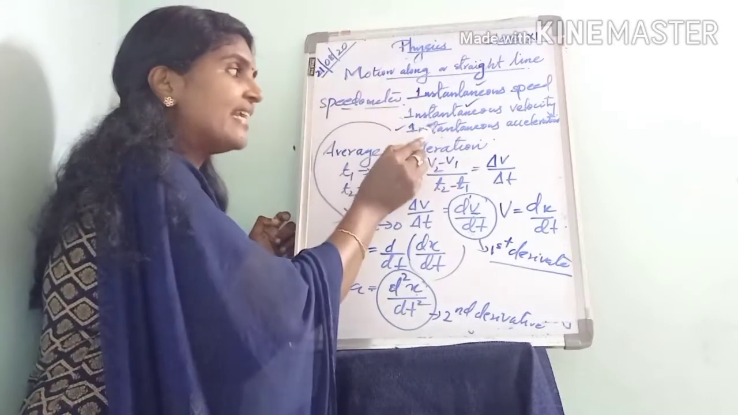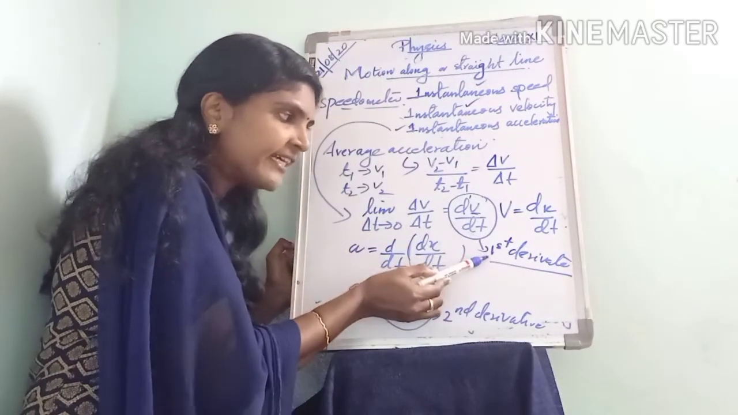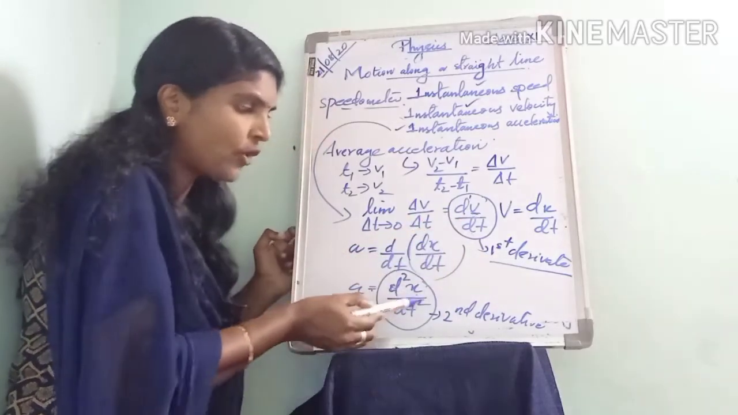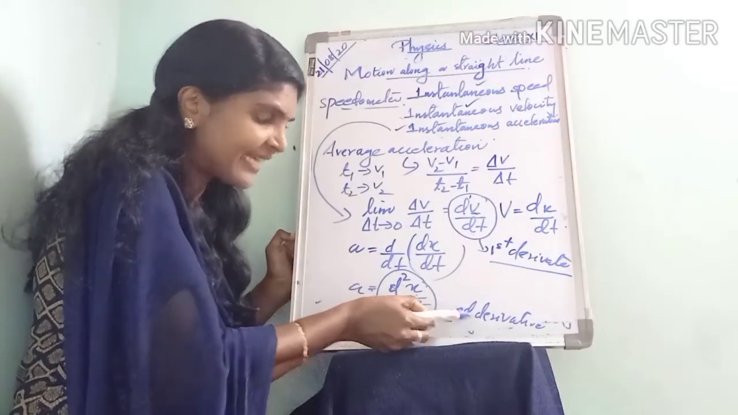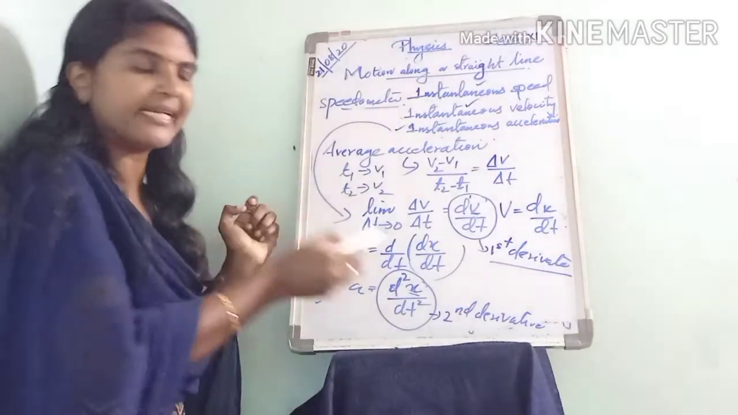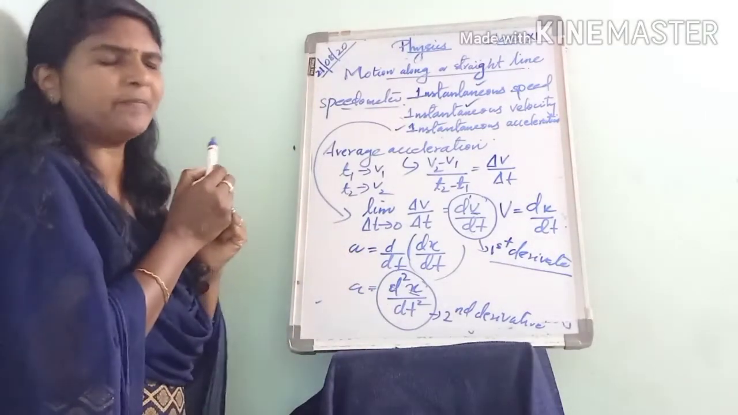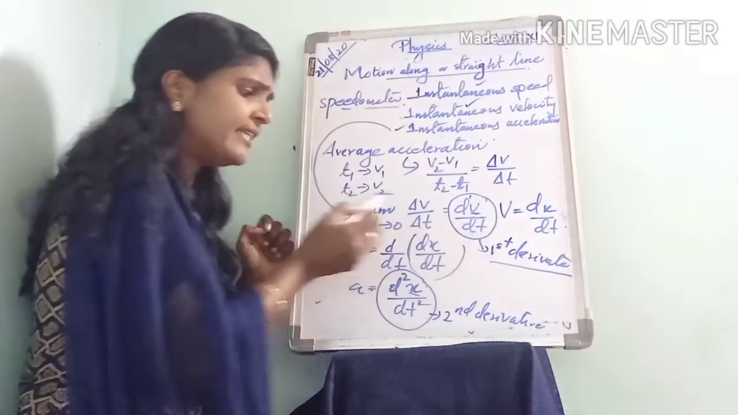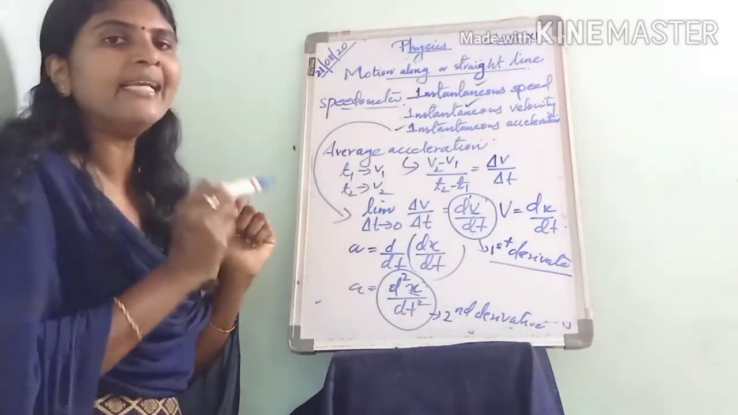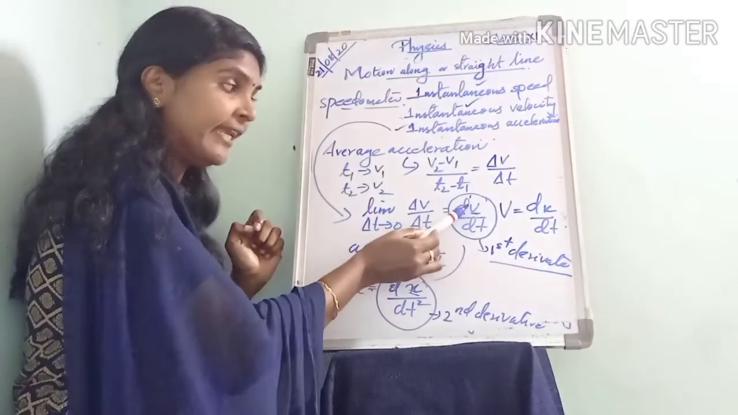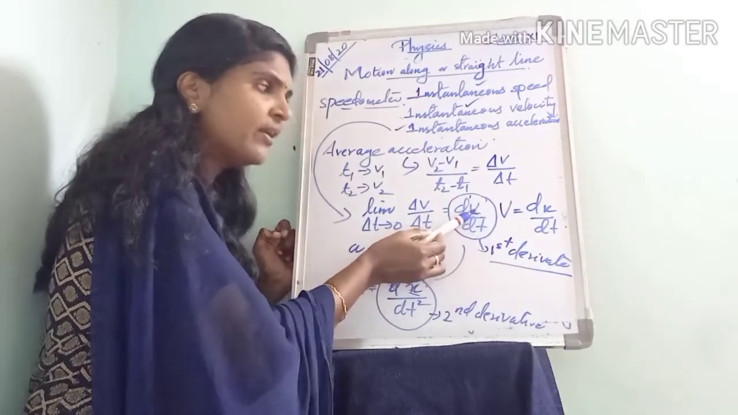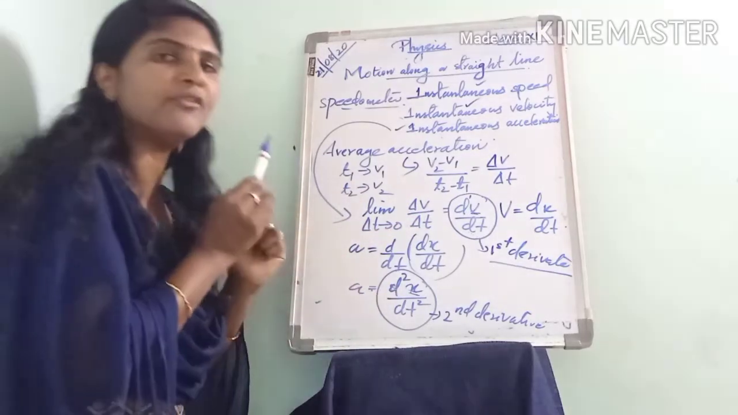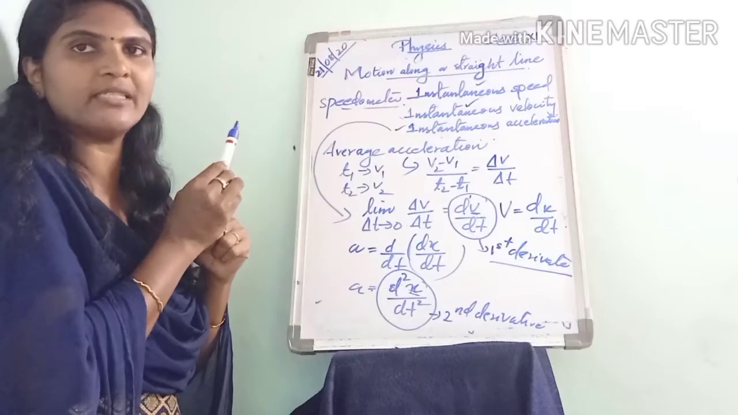So the instantaneous acceleration is either the first derivative of velocity, or we can represent it as the second derivative of displacement. For instantaneous acceleration we have two equations: either dv by dt or d square x by dt square. Here dv by dt is called the first derivative of velocity, and d square x by dt square is called the second derivative of displacement.